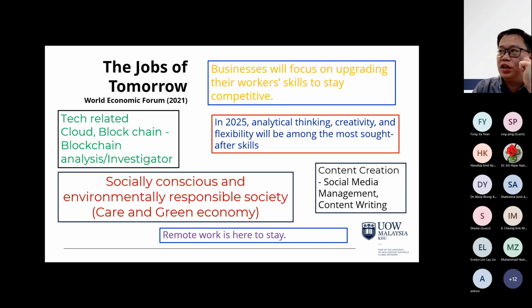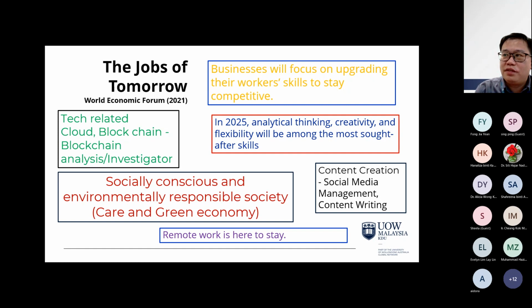Businesses will focus on upgrading their workers' skills to stay competitive, because COVID impacted competency. We thought we were competent. We thought we were high and mighty with our masters, with our degrees, with our doctorates and whatever. When COVID hit us, all of us went down to a level playing field. We knew that we were all incompetent in many things. So basically, companies are upgrading their worker skills to be competitive. Second, tech-related: cloud, blockchain analysts, investigators, and so on. This is what is actually happening, what we see today.